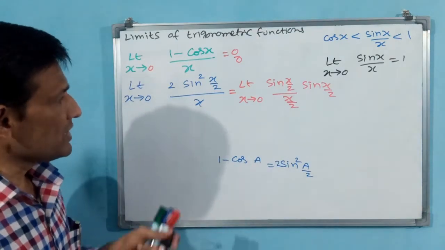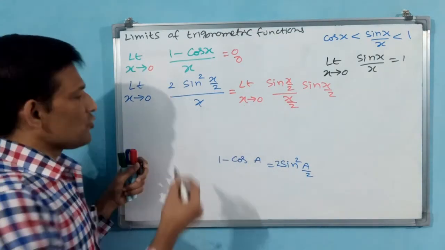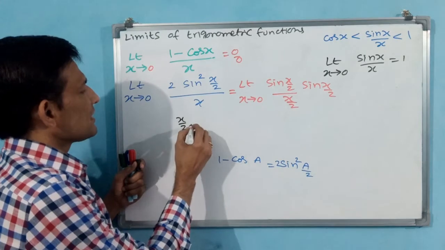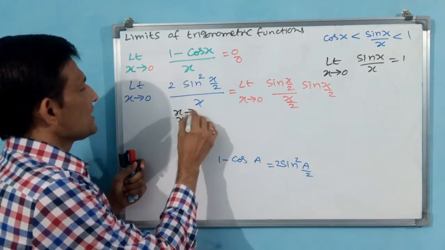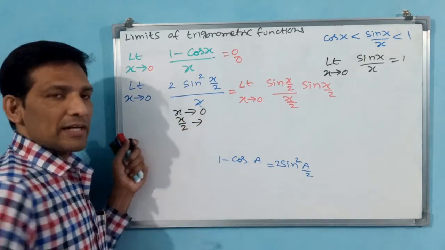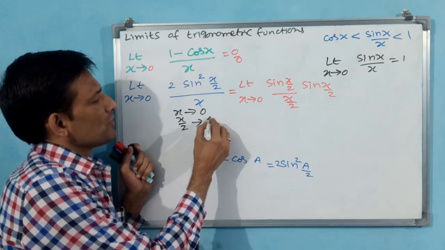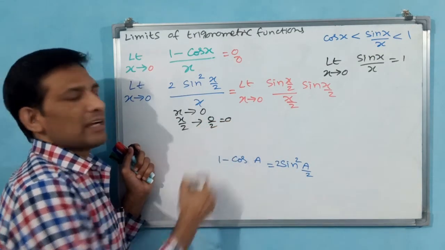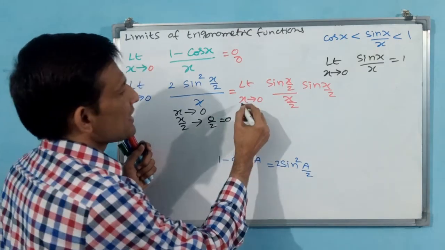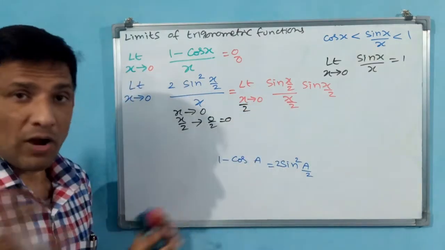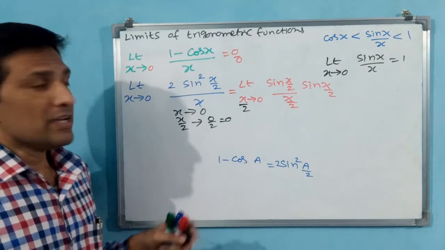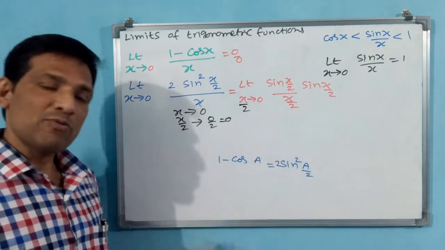One thing I want to say here, you see x tends to 0 means what about x by 2? When x tends to 0, x by 2 tends to what? x by 2 tends to 0 by 2. That means 0 only again. That means you can write here x by 2 tends to 0 also. That is not wrong. That's what I wanted to say. When x tends to 0, x by 2 tends to 0.